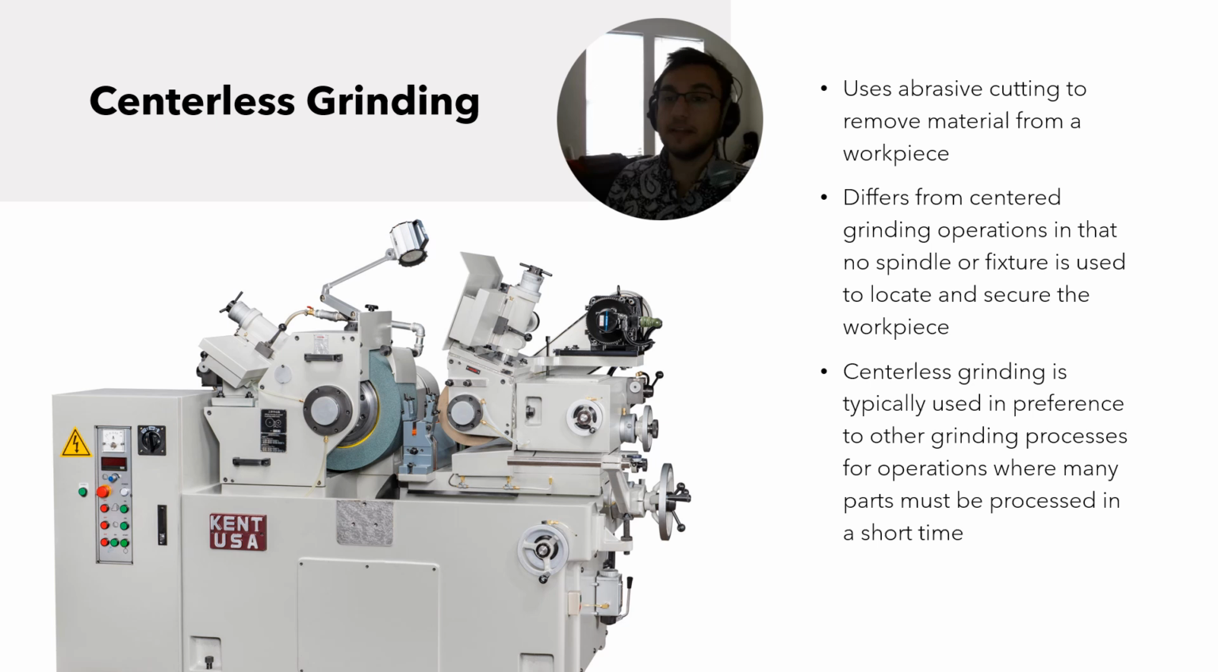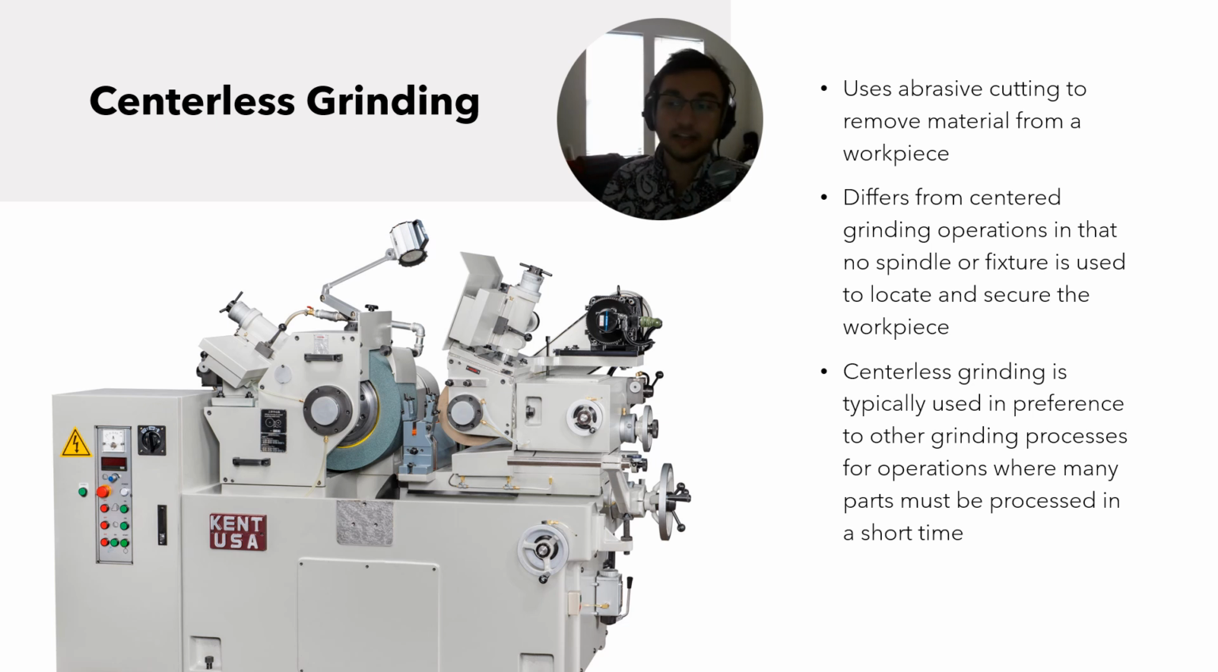You have one wheel that moves purely to keep the system rotating, and then another one which slowly comes in and applies pressure to actually start causing abrasions on the cylinder, slowly chipping it away. It differs from centered grinding operations in that there isn't a spindle or any kind of fixture that you use to hold the workpiece in a specific location. Instead, you're relying on this second moving wheel to support it while you grind it.